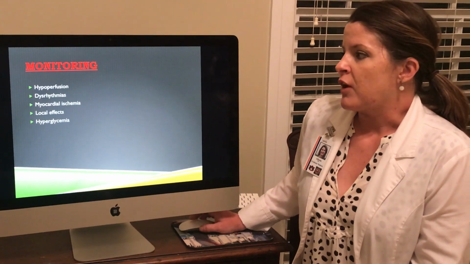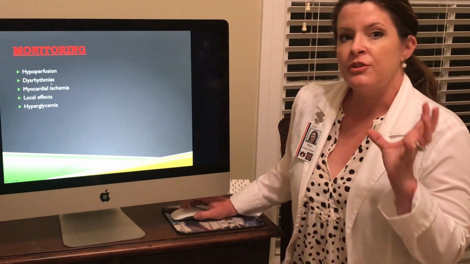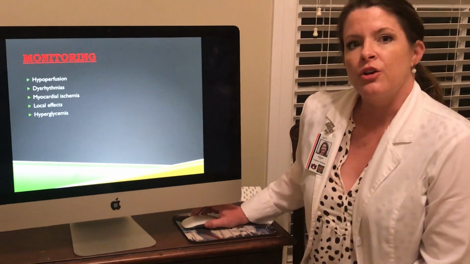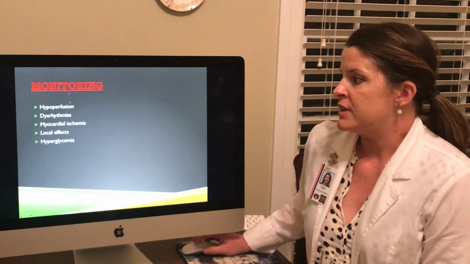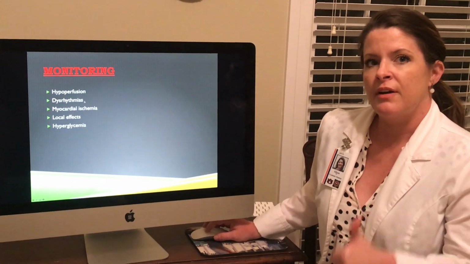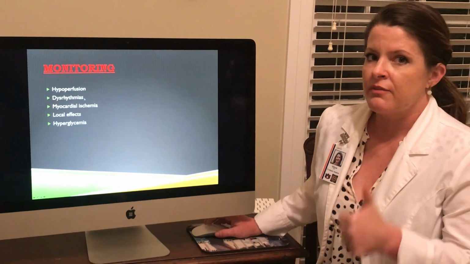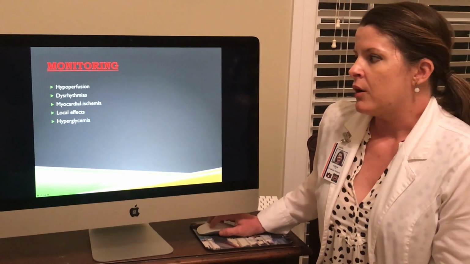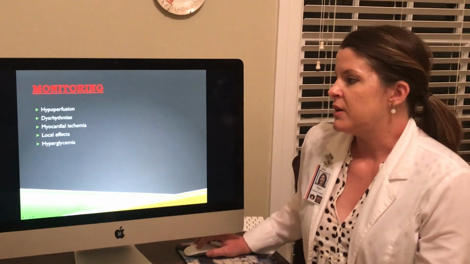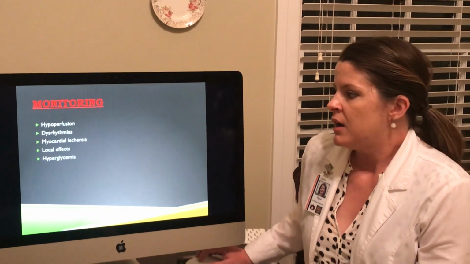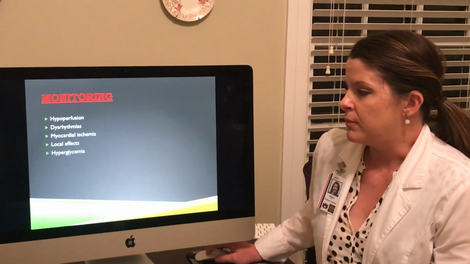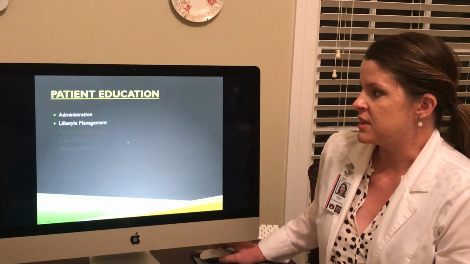For monitoring, we're going to monitor for hypoperfusion, and that will be to your distal organs, such as your kidneys. So we're going to look at urine output, and we're going to look at liver enzymes while we're on Levophed for a long time. Dysrhythmias, because we know we have that inotropic effect and that chronotropic effect, and we're going to be increasing that heart rate. For myocardial ischemia and local effects, we'll look for decreased pulses in your lower extremities and signs of hypoperfusion, which will be dusky skin tones, muffled pulses, and of course hyperglycemia.